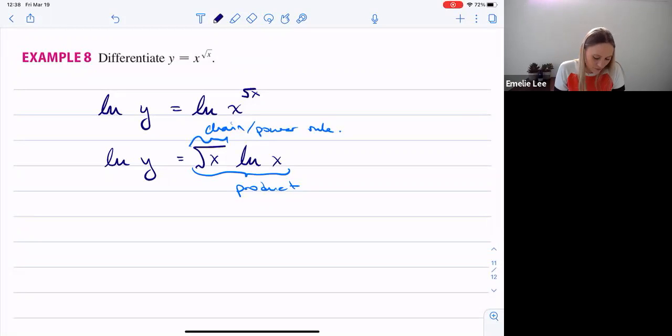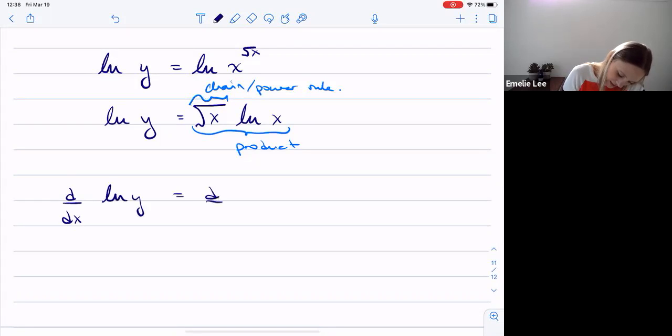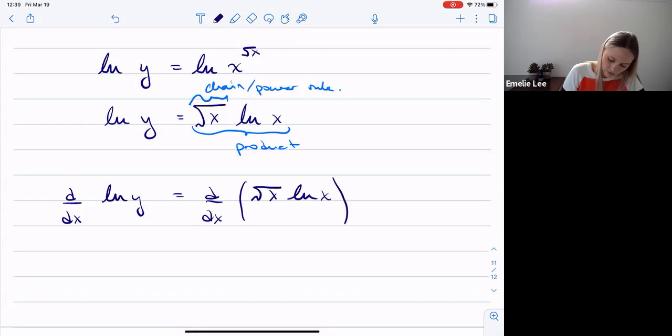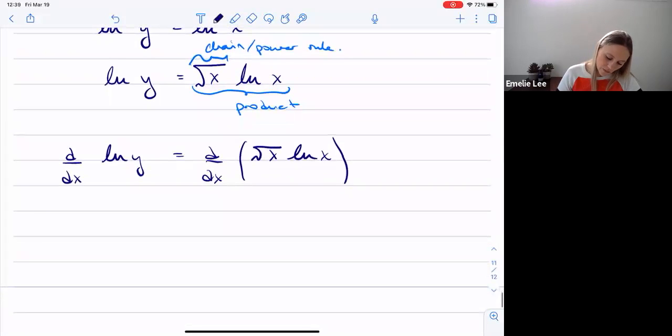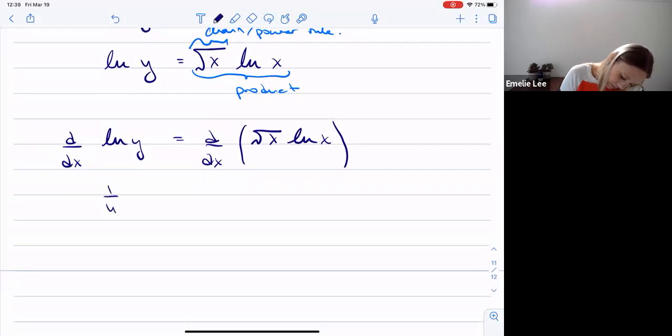Okay, so now if I take the derivative of this thing, which I will show by just writing d dx around both sides. So now I'm taking d dx of the log of y is the d dx of the root x times the log of x, right? Just to kind of show that now I'm going to start taking the derivative. Well, here we go. Log of y is implicit with respect to x, right? But it becomes 1 over y times y prime, of course.